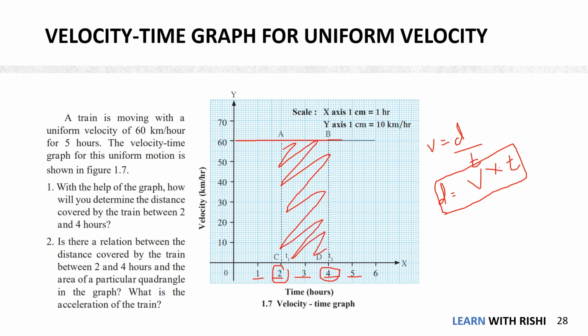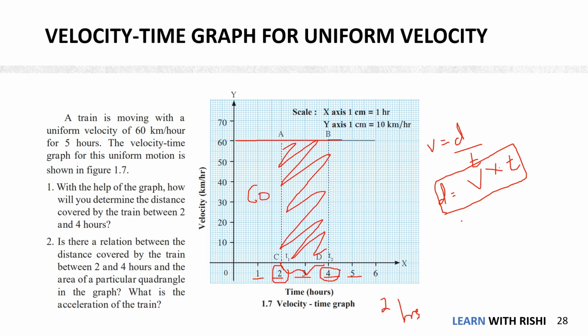So you want the area of this rectangle. What is the area of a rectangle? Length into breadth. What is the length here? Length is on the x-axis, breadth is on the y-axis. Now from the x-axis, which interval do we want? Between 2 and 4. So between 2 and 4, what is the length? It's 2 hours, the difference 4 minus 2 is 2. And what is the velocity? It is 60.